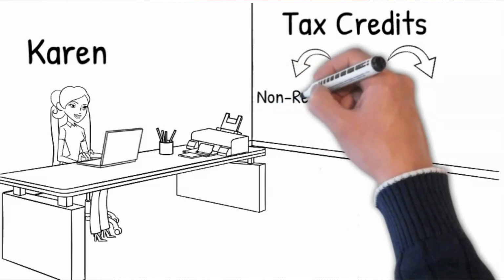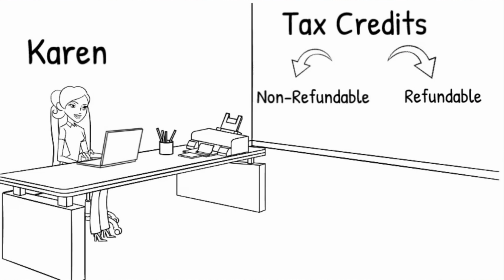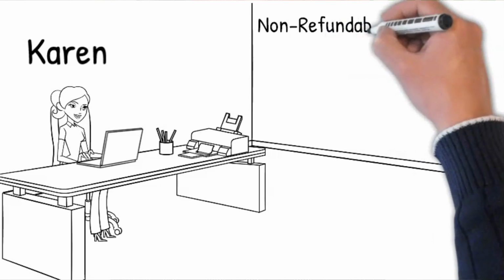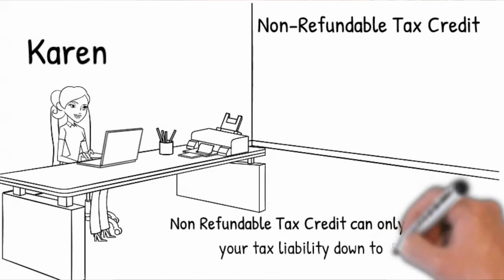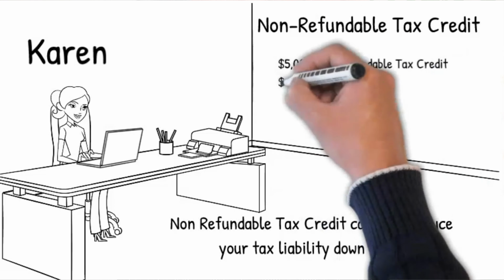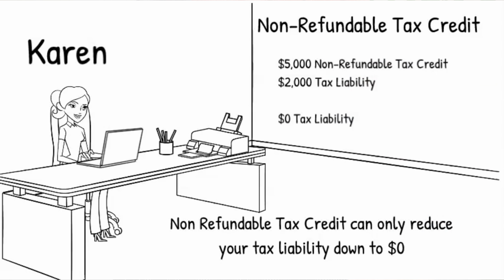There's two types of tax credits. There's a non-refundable tax credit and a refundable tax credit. A non-refundable tax credit can only bring down your tax liability down to zero. That's the best it can do. So for example, let's say you have a $5,000 non-refundable tax credit, but have a $2,000 tax liability. That credit can reduce your tax liability down to zero, but whatever you don't use, you lose, right?